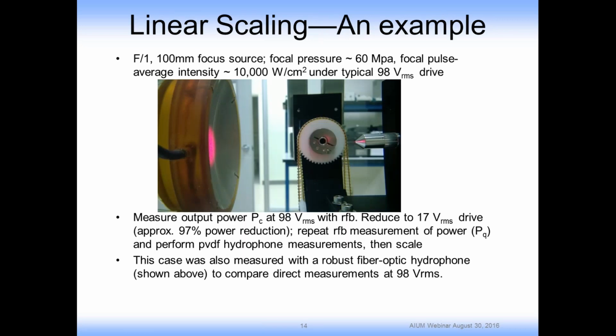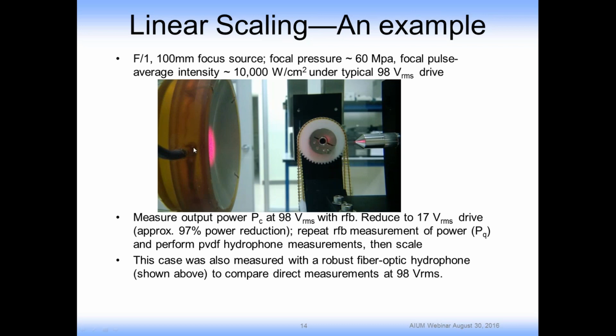So now I'm going to show an example of the use of these standards. I'll be talking about option 1, where we make measurements at the focus using the linear scaling. In this particular case, there was an F#1 transducer with a 100 millimeter focus. It's capable of focal pressures of 60 megapascals with pulse average intensities of 10,000 watts per centimeter squared under a typical 100 volt RMS drive.